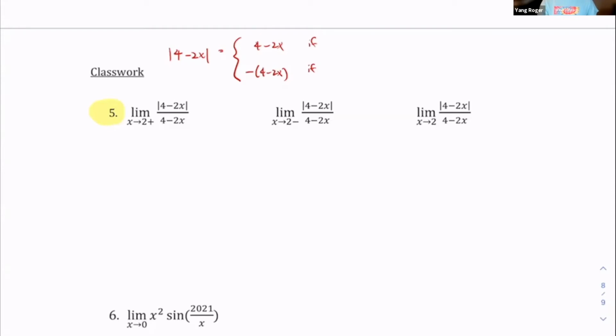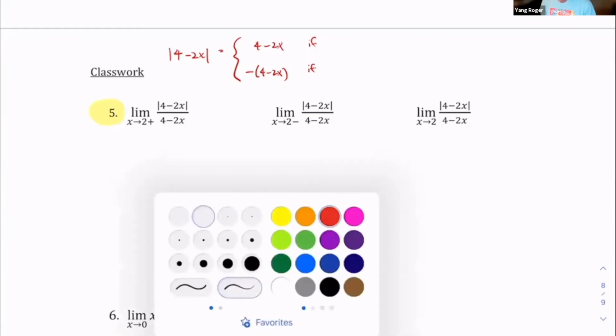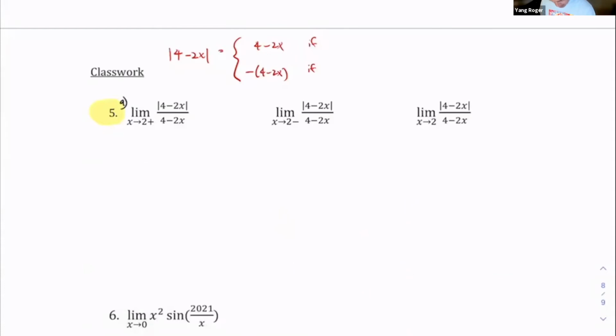All right, so if I call this one A, this one B, and this one C, what I would like for you to do is type your answer as: answer for part A, comma, answer for part B, comma, answer for part C. So type it in the chat box. And then I'll count it down. Ready? 3, 2, 1, enter.